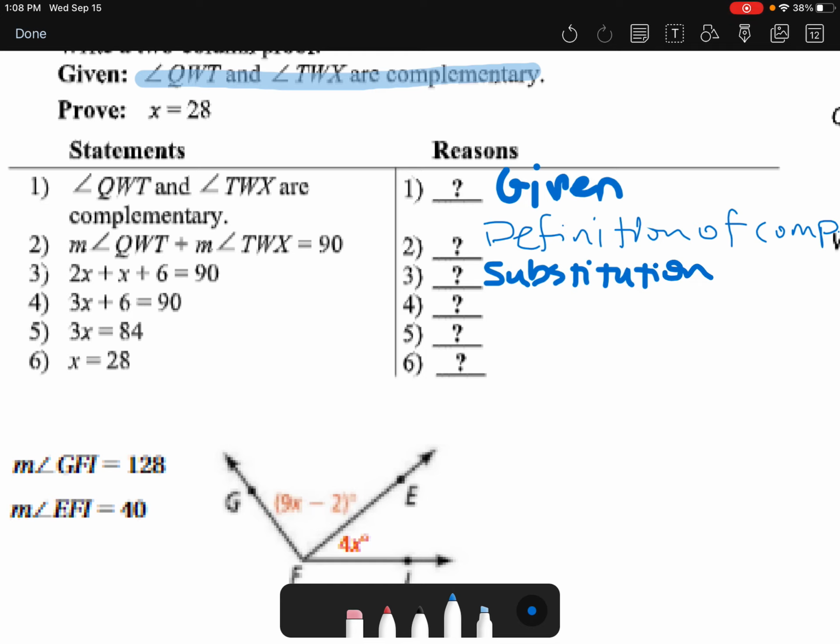Going from number 3 to number 4, you'll notice that the right side of that equation did not change at all. Nothing changed about the right side. But on the left side, 2x plus x turned into 3x. Y'all, that's just combining like terms.